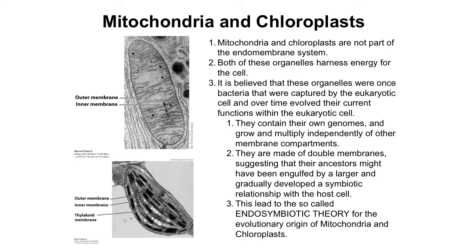All of this evidence led to the so-called endosymbiotic theory for the evolutionary origin of mitochondria and chloroplasts. The endosymbiotic theory simply states that the ancestors of mitochondria and chloroplasts were engulfed by a host cell, and eventually, because of their ability to provide energy to the cell, became established and part of a symbiosis between them and their host cell.